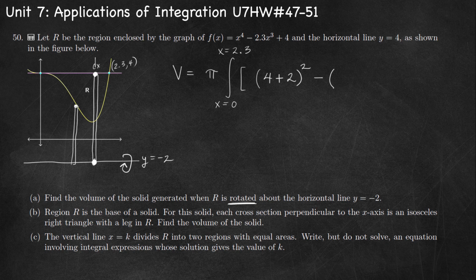Okay, this is vertical distance again, so I want the top y minus the bottom y. The top y is touching my function f of x. I'm just going to call it f so I don't have to write that all out. And the bottom is touching negative 2, so f minus negative 2. That's my inner radius. So outer radius squared minus inner radius squared times dx, which gives a volume of 98.868.